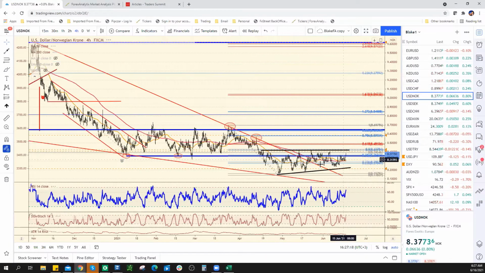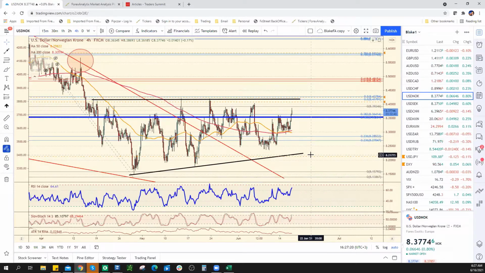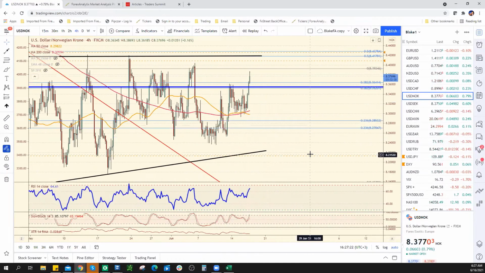USD Norwegian krona. As I was just saying in the chat room, if you're a dollar bear, you should be shorting the US dollar Norwegian krona right now. If you think there is no way on God's green earth the Fed is going to disappoint the stock market today, they're going to stay dovish, defensive, and so on, then you should be shorting the US dollar Norwegian krona right now.